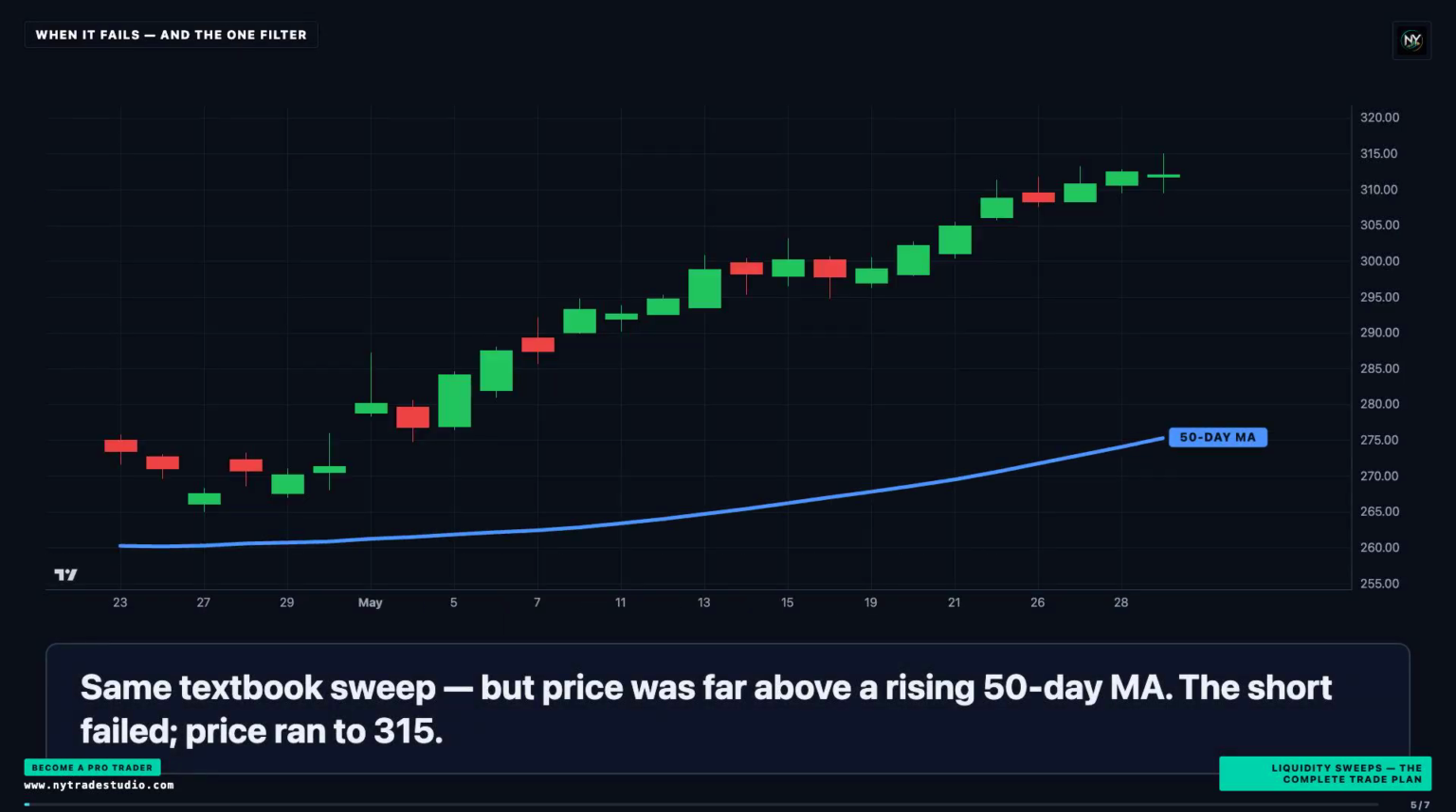Now the trade that fails. Because the most important skill in trading is knowing when not to take a trade. Apple, May 7th. And watch. By our first 3 steps, this looks like a textbook sweep.